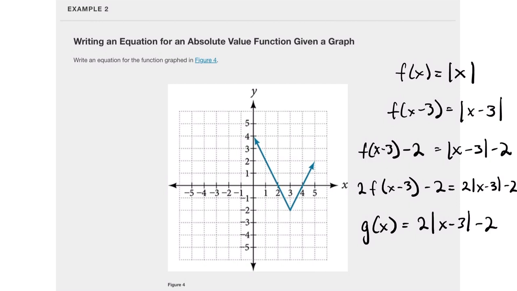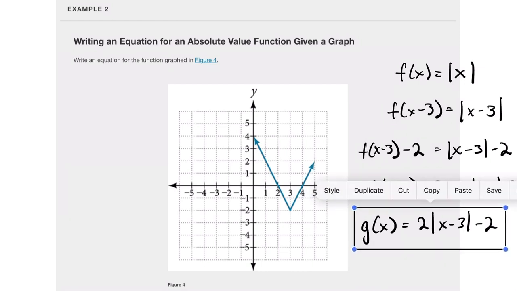Now, suppose we get this result. And we want to check to make sure that it works.